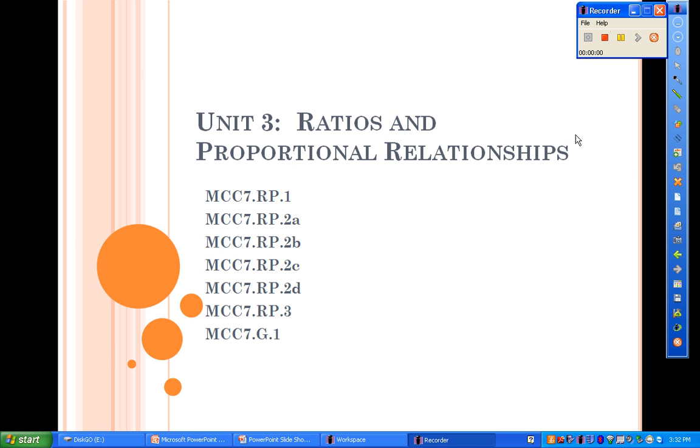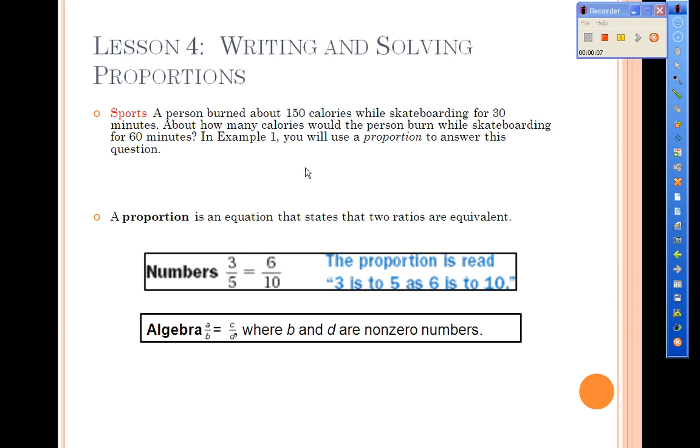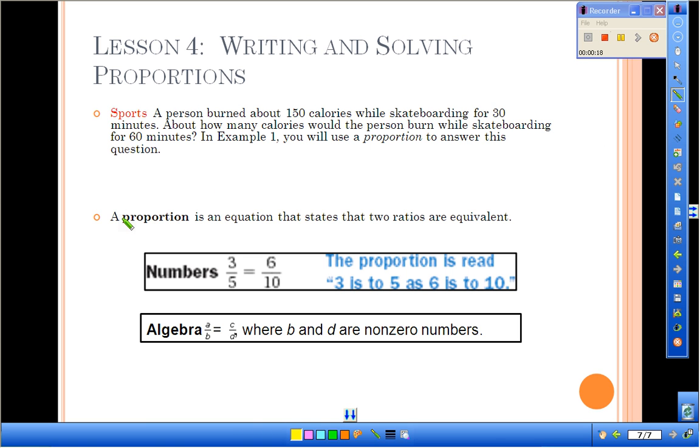This is Mrs. Zara continuing with Unit 3, Ratios and Proportional Relationships. Today we're going to talk about writing and solving proportions. We're going to come back to the sports question in just a second, but please find your guided notes and fill in your definition for a proportion. A proportion is an equation that states that two ratios are equivalent or equal. Remember, a ratio is just a comparison of two numbers.